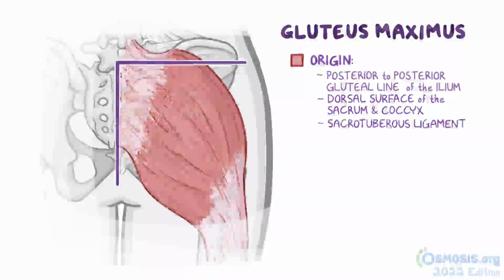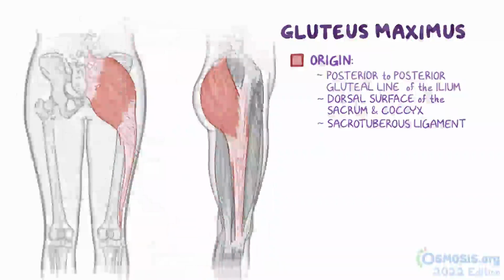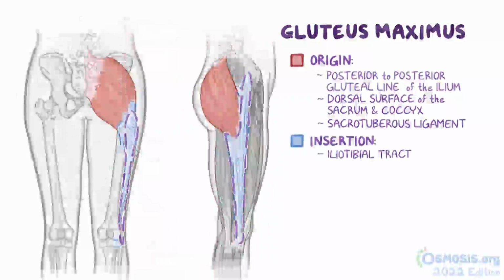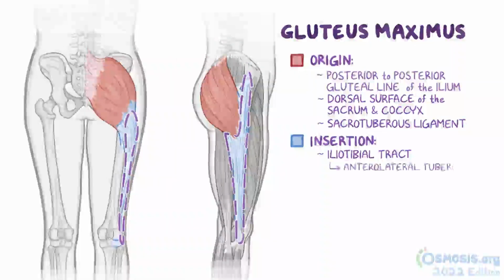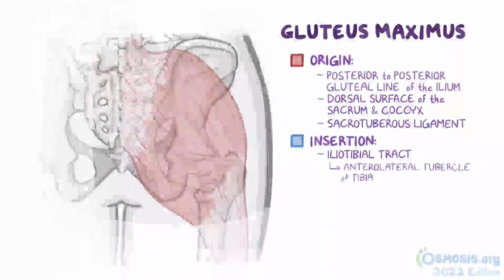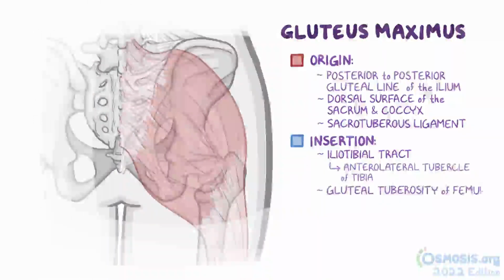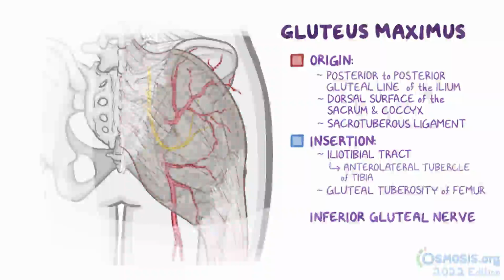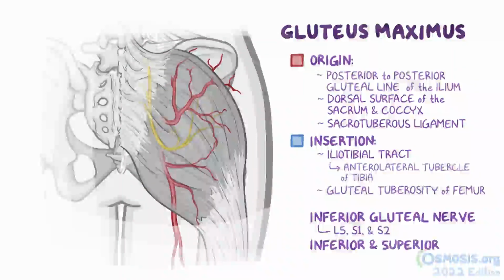It then slopes inferolateral at a 45-degree angle from the pelvis to the buttocks, where fibers from its superior part, alongside superficial fibers from its inferior part, insert into the iliotibial tract, a longitudinal fibrous reinforcement of the fascia lata, which crosses the knee and attaches to the anterolateral tubercle of the tibia. Additionally, some of the deep fibers on the inferior part of the muscle attach to the gluteal tuberosity of the femur. The gluteus maximus is supplied by the inferior gluteal nerve from roots L5, S1, and S2, and by both the inferior and superior gluteal arteries.